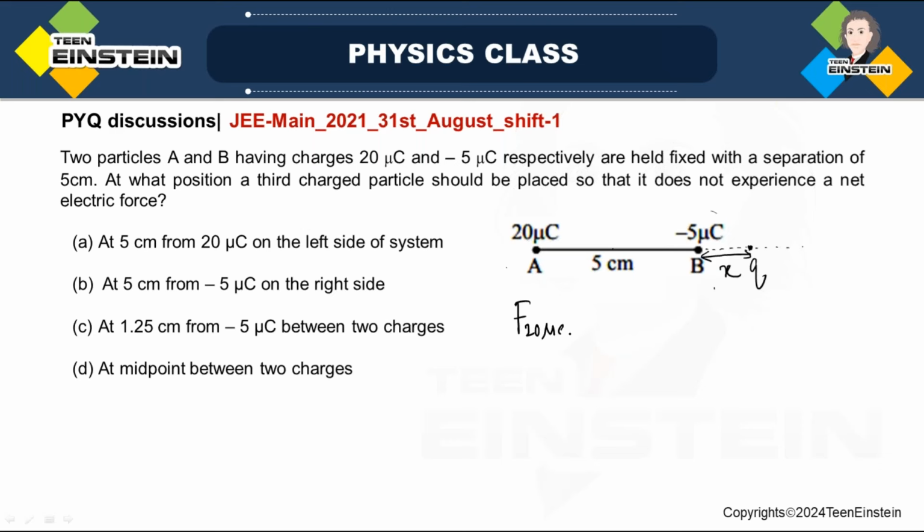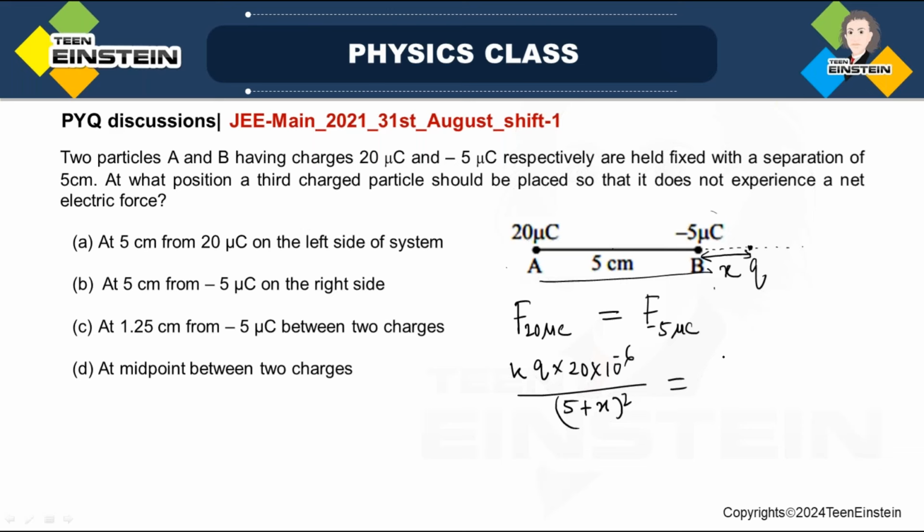20 microcoulomb will be exactly equal to the force applied by minus 5 microcoulomb on this Q charge. So I can write K Q into 20 microcoulomb divided by R square, means it is actually 5 plus x, 5 plus x whole square.